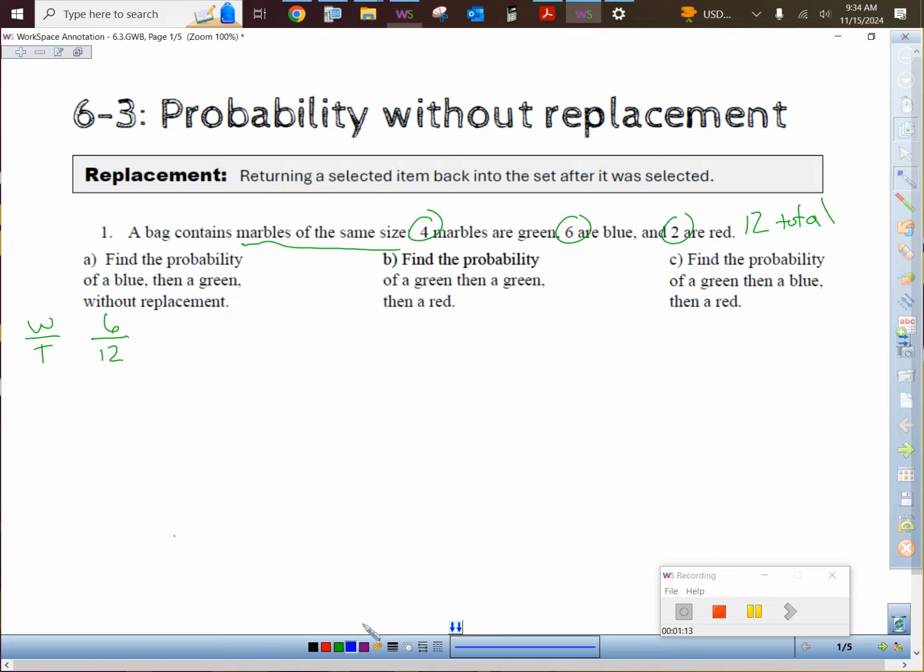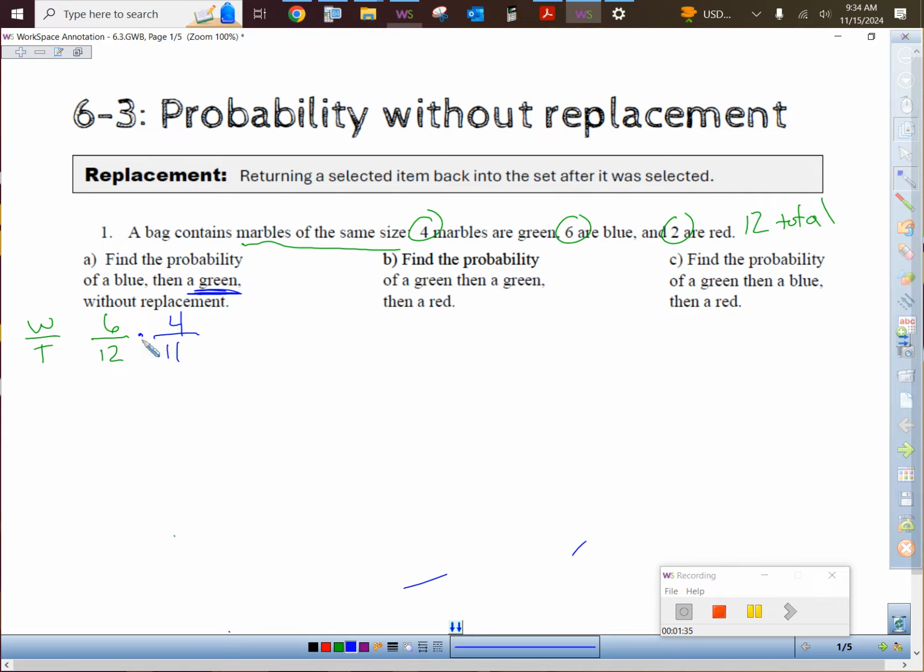Then on the second time, they ask us to do it again. My question is, since we did not replace it, what is the total number of marbles in the bag at this point? 11. 1 less. Are you with me on that? How many of them are what they asked them to be, green? How many of them are green? Well, we didn't affect those, so isn't there 4 of those? Are you cool with that?